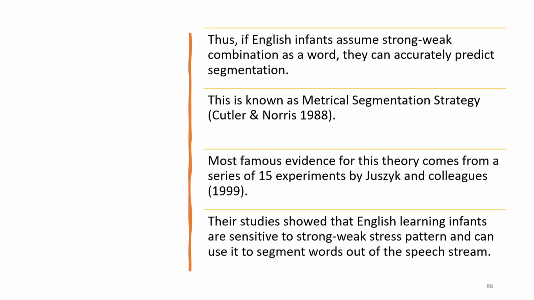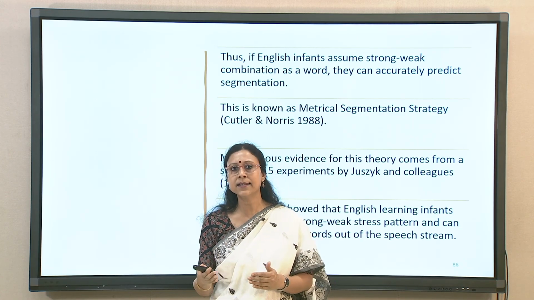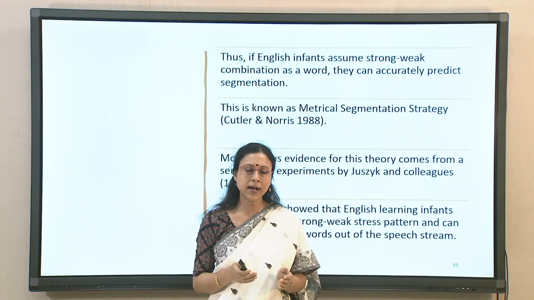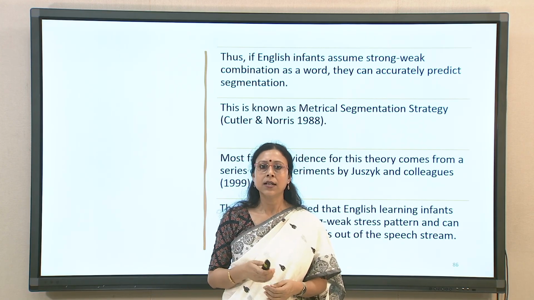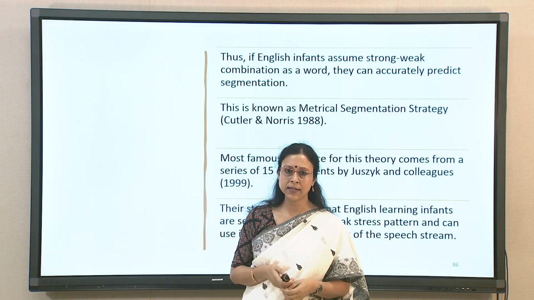They know that when strong is followed by weak, that is one word, and then there will be a gap, then again the same pattern will repeat. If that is how they understand, then they will be able to segment. This is known as the metrical segmentation strategy. It was proposed in 1988.